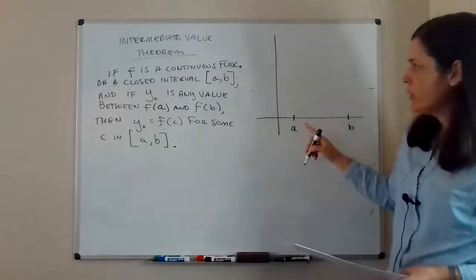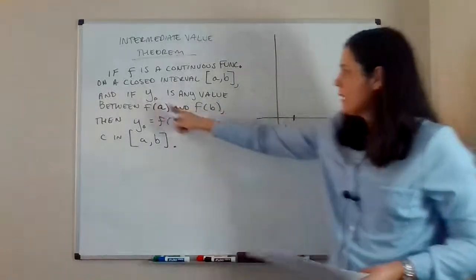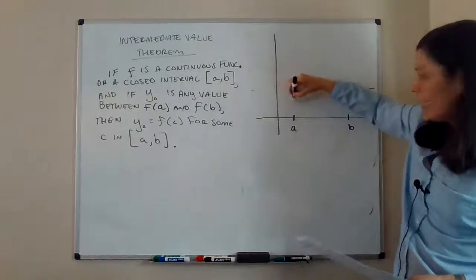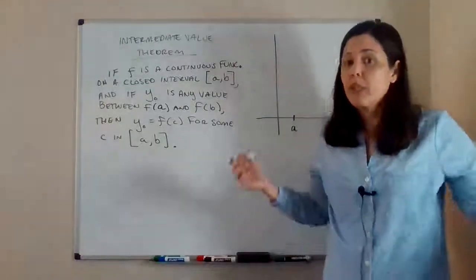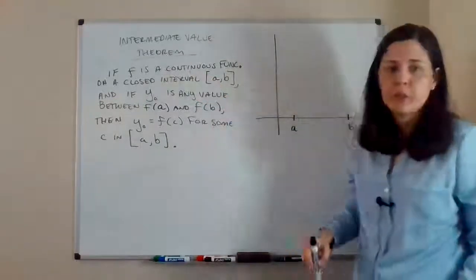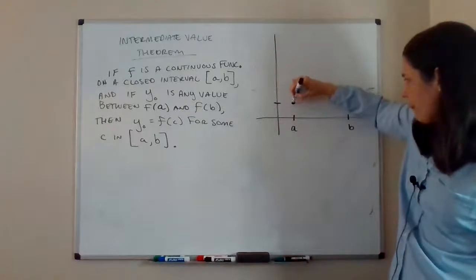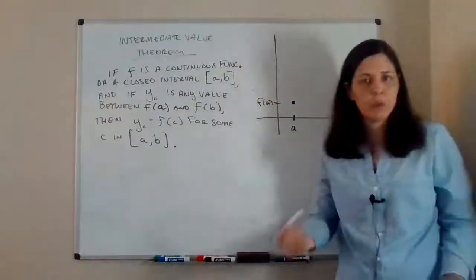So I know I have a continuous function from A to B. I do know that y naught is somewhere between f of A and f of B. So let me start with f of A and f of B. You can just make this up, and anything you make up will work here, because this is a continuous function. So I'm going to say that f of A is right here. That's my f of A, my y value when I plug in A.